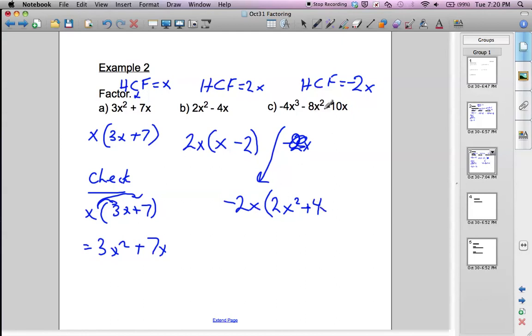x times what gives me x squared? x times x gives me x squared. Negative 2 times what gives me negative 10? That's going to be a plus 5. And we have negative 2x times 5 does give you negative 10x, so that's it. And that's our final factorized form right there. It's as easy as that.